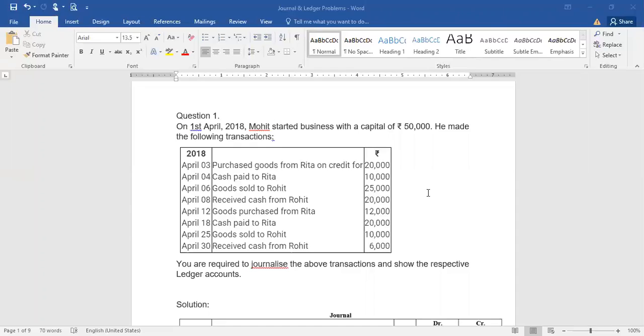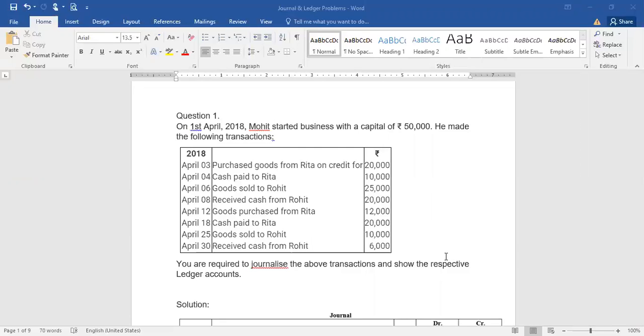On April 18th, cash paid to Rita rupees 20,000. On April 25th, goods sold to Rohit rupees 10,000. On April 30th, received cash from Rohit rupees 6,000. You are required to journalize the above transactions and show the respective ledger accounts. So this is the problem.